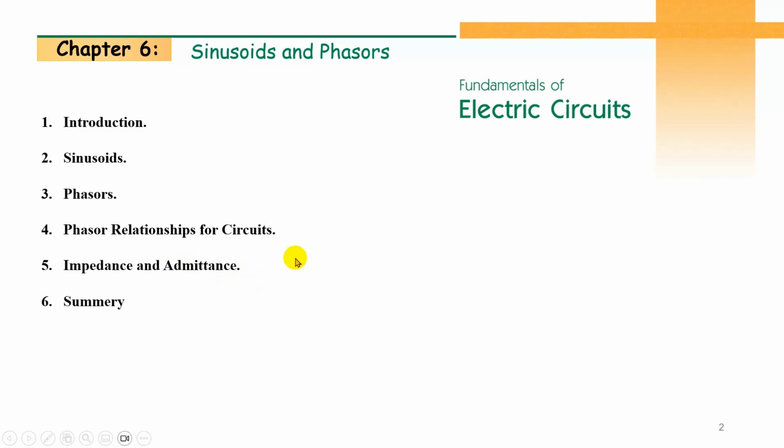Then we have a summary, some examples, and problems we will study. Today I will finish the sinusoids. In the next class, phasors and the relationship for circuits. In another class, impedance and admittance. Three classes, it will finish, inshallah. So first, let's come to what sinusoids are.